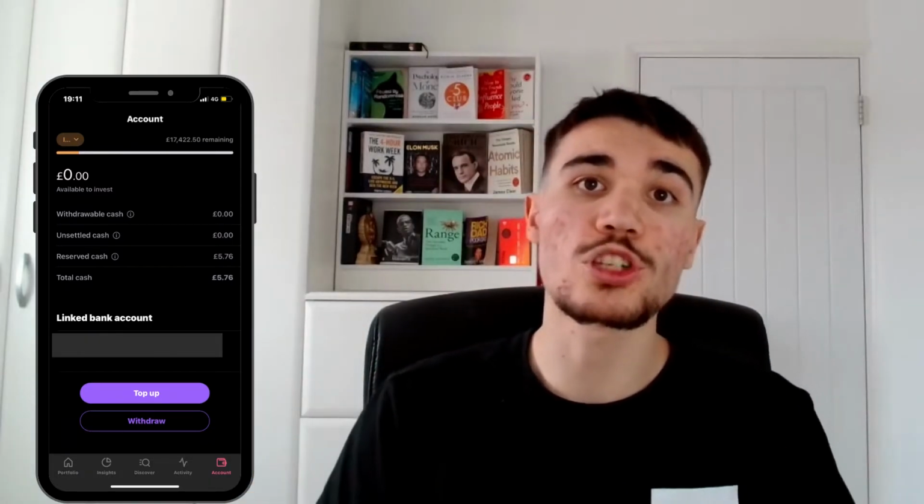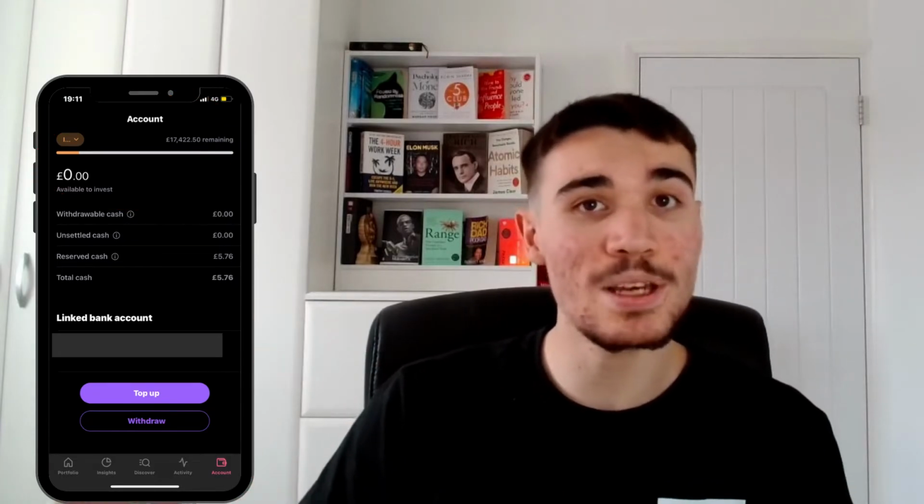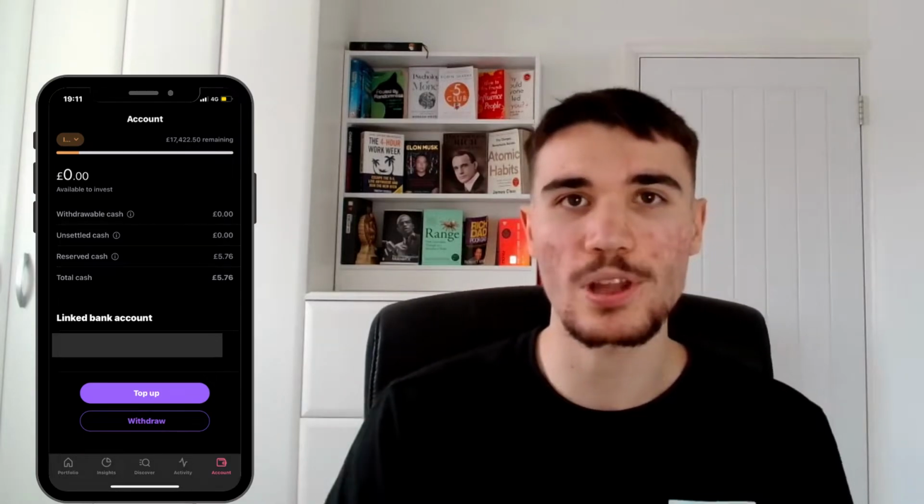If you are using the stocks and shares ISA, it also shows you how much of the £20,000 yearly limit you have left to invest. With the general investment account, it has no need, so it doesn't show that. Okay, so now the menu navigation is done. Let's talk about the process of buying your first few shares.